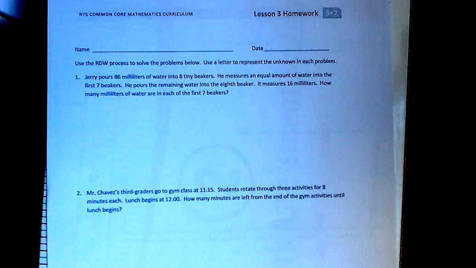Guys, tonight is Module 7, Lesson 3 homework. Don't forget we're doing the read, draw, write process to solve these problems and using a letter to represent the unknown variable in each problem, okay?